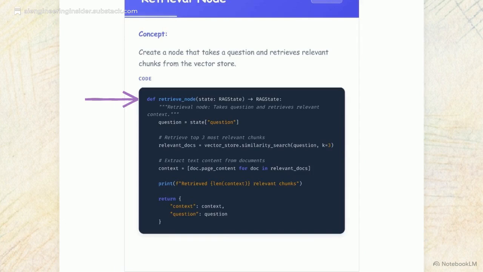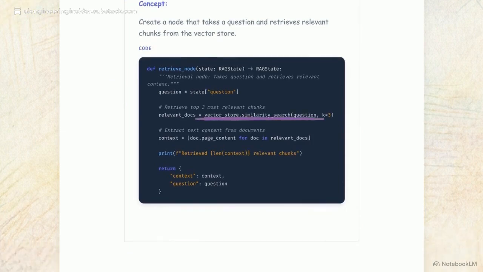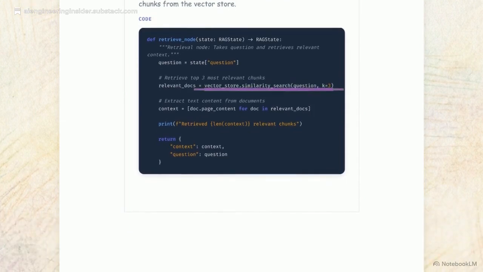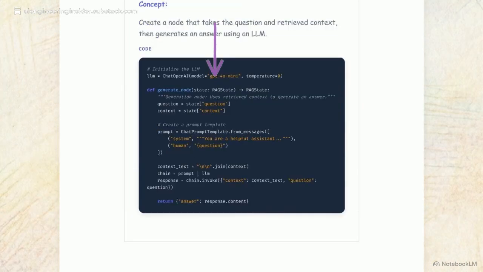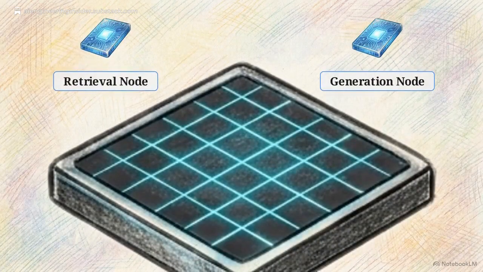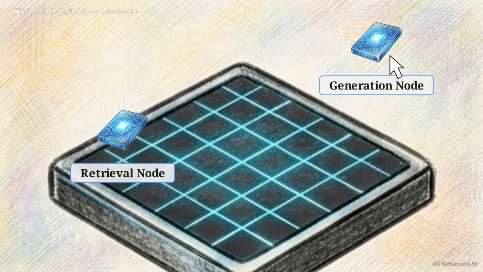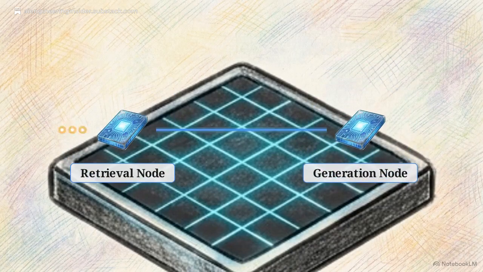Next, we define the individual actions. We create a retrieval node that takes the user's question from the state, runs it against our vector store, and returns the top 3 most relevant chunks. Then we create the generation node. This node grabs that freshly retrieved context, injects it into a prompt template alongside the original question, and asks the LLM to generate an answer. By isolating these tasks into independent nodes, we turn passive data retrieval into a modular system where every step can be tracked and debugged.